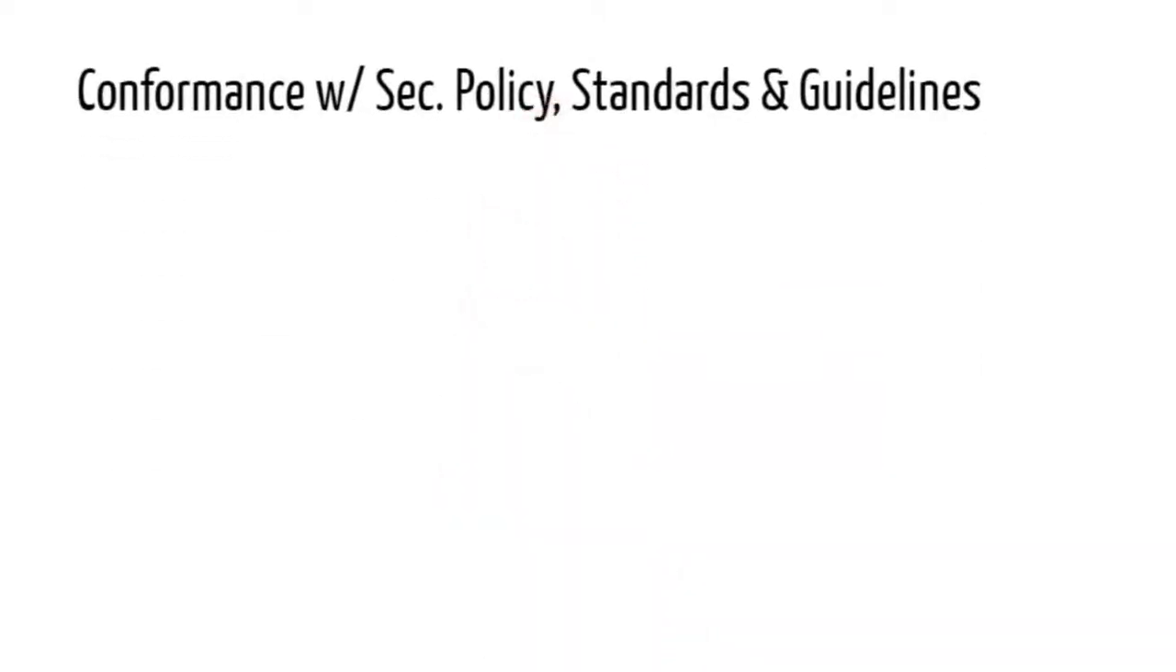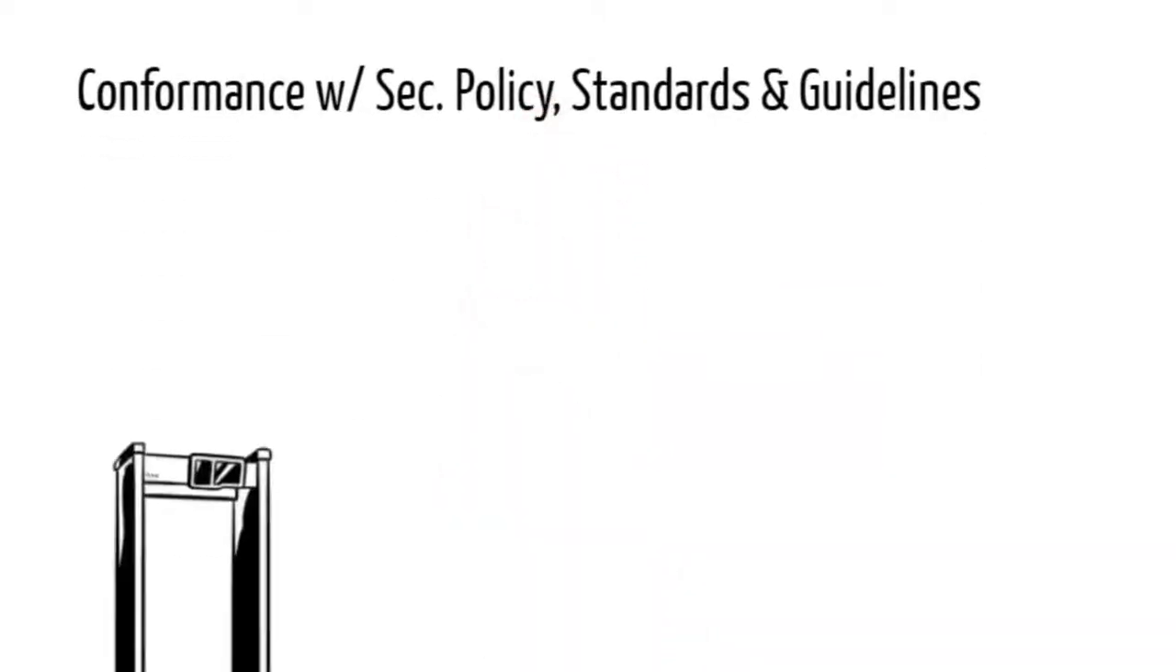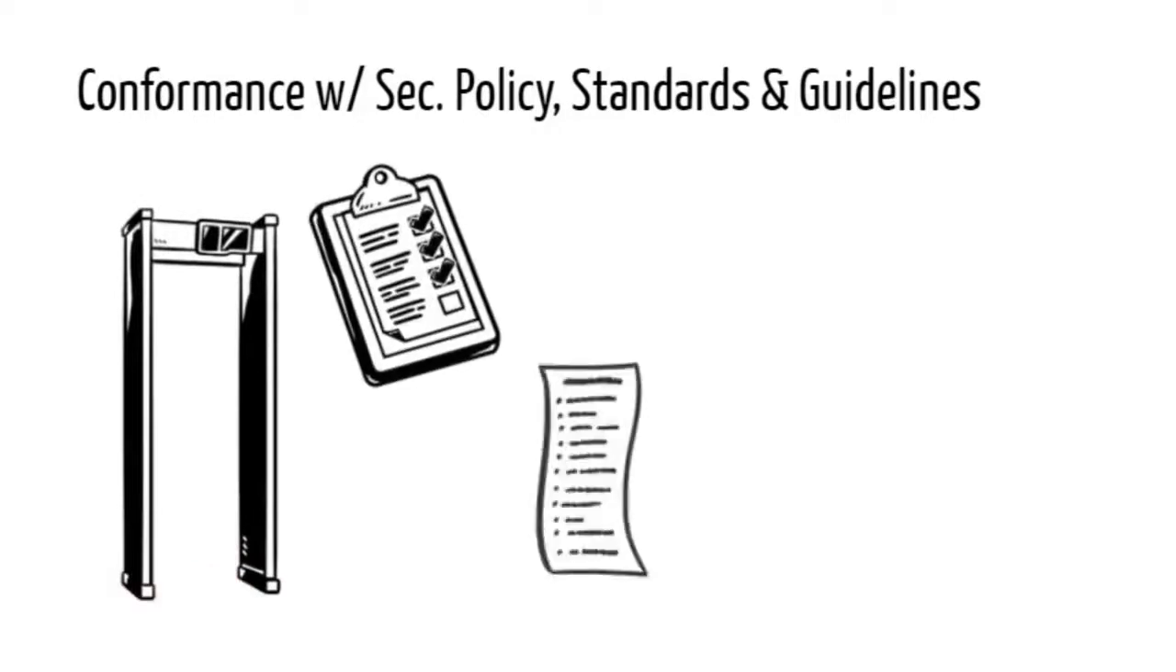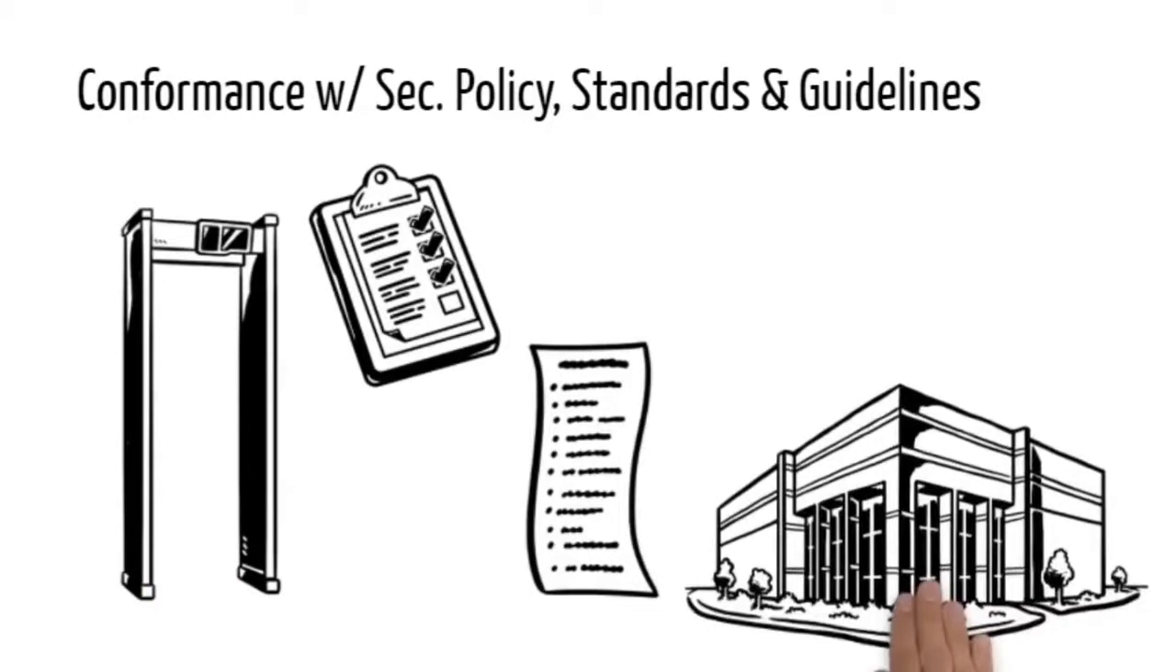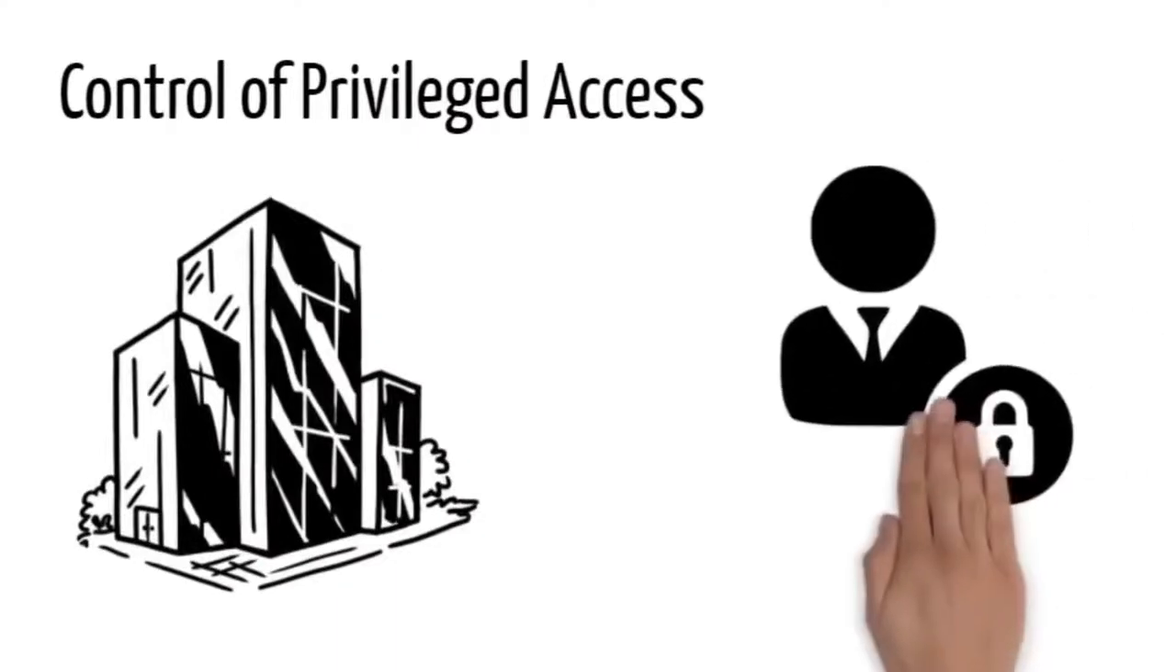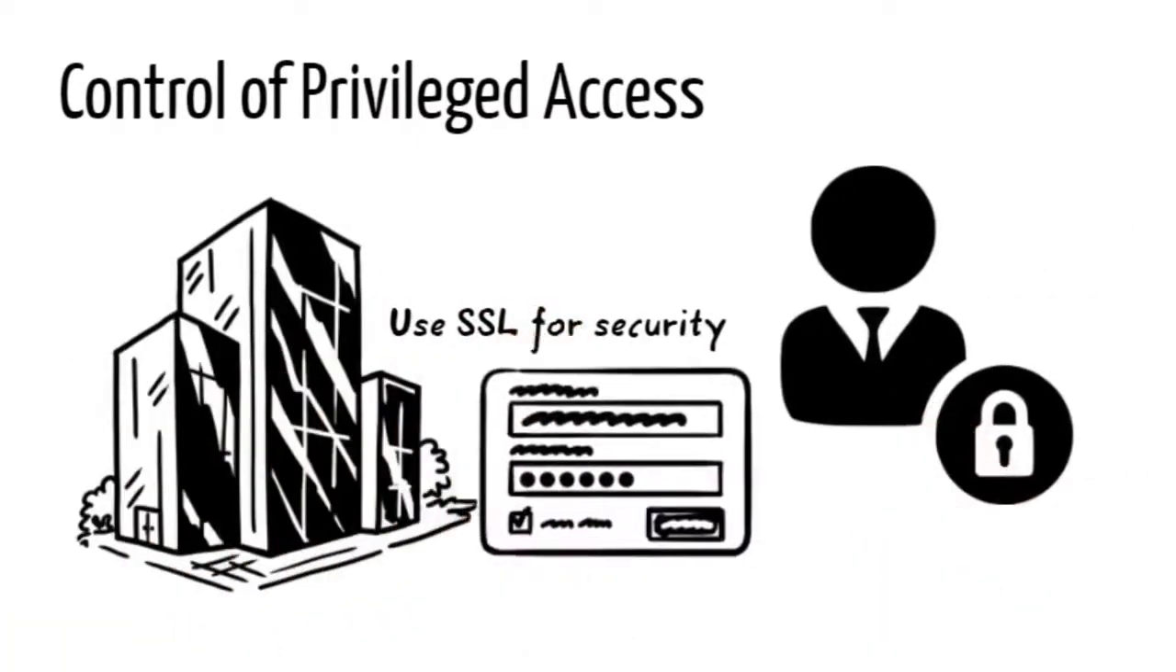Conformance with security policy, standards and guidelines. The security policy, standards and guidelines have to be aligned to the operational needs of the business. Control of privileged access. Many organizations use extra safeguards for the accounts that can grant these sorts of privilege.